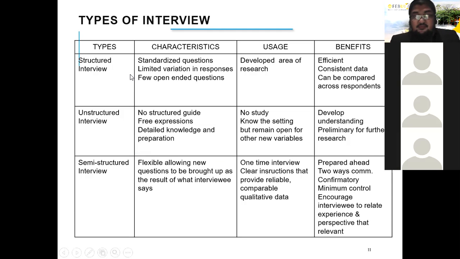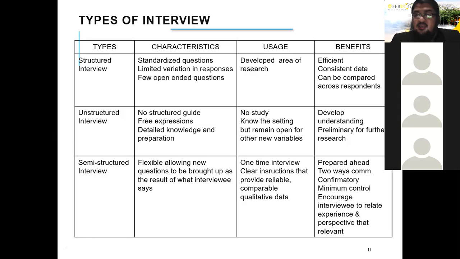For the structured interview, it's very standardized, so it's almost similar to a questionnaire. There's a very strict guideline that must be adhered to. So the way the questions are asked must be standardized. There should be limited variation in the responses, and it will be like an open-ended question in a questionnaire. It's used in a developed area of research, so it's not as exploratory as the other two types of interview.